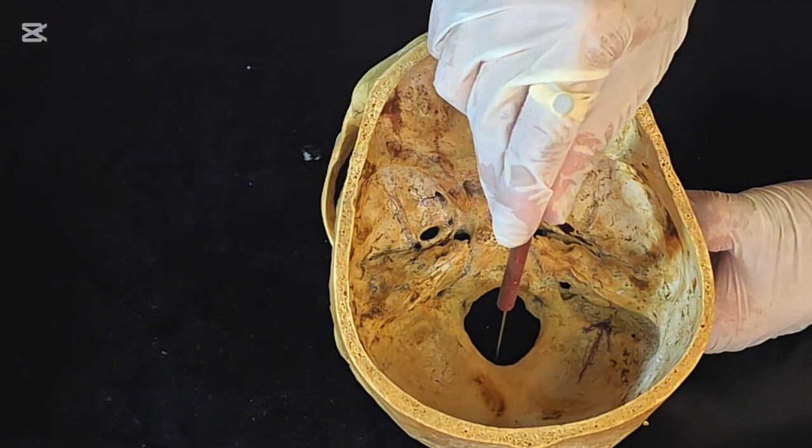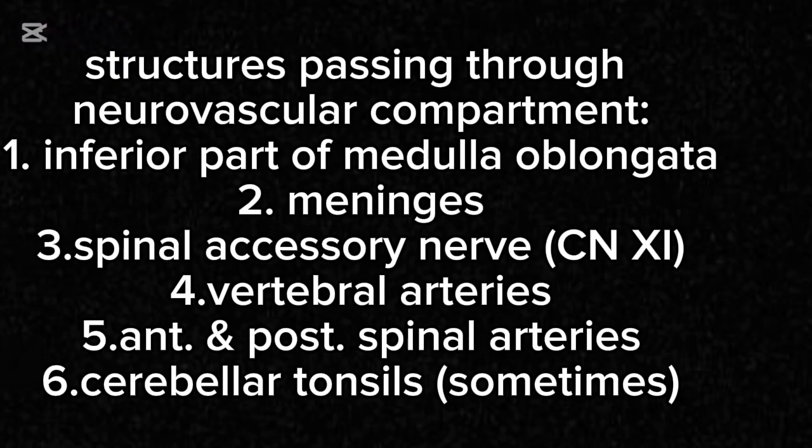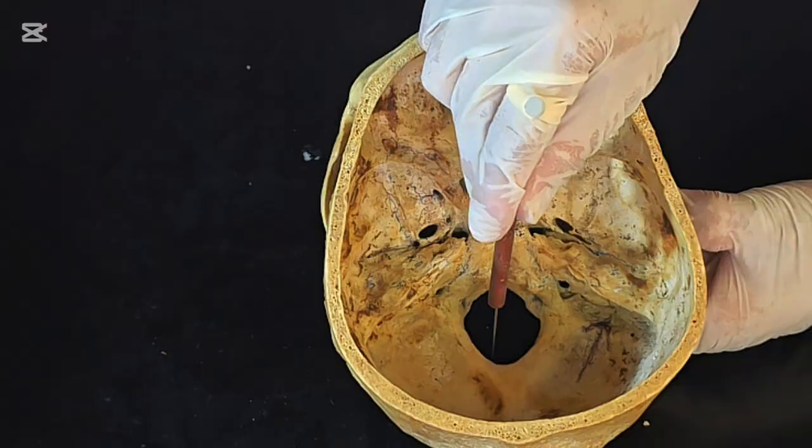Similarly, structures passing through posterior compartment are the inferior aspect of medulla oblongata, its meningeal coverings, spinal accessory nerve, vertebral arteries, anterior and posterior spinal arteries, and sometimes cerebellar tonsil.